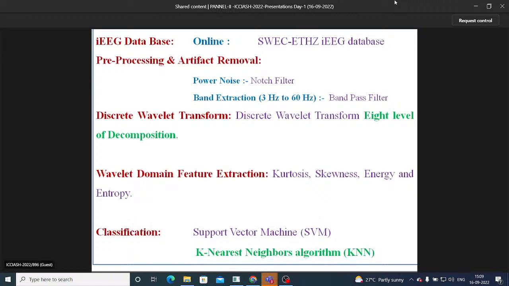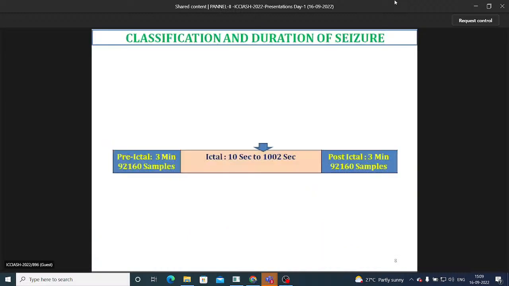And then we have classified the signals by using two classifiers, one which is a support vector machine, called SVM, which is a supervised classifier, and the second one is KNN, that is the K nearest neighbor algorithm. The best result that we got is from KNN, as it is an unsupervised and cluster type of algorithm. Classification is very important for a surgeon, to know exactly from which part of the brain we are getting seizures.